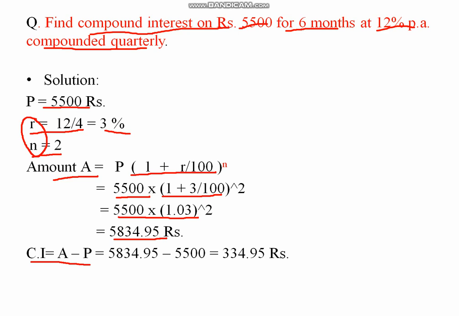Now find the compound interest using the formula: compound interest is equal to amount A minus principal P. So the amount is 5834.95 rupees minus 5500 rupees. So the compound interest is 334.95 rupees. So the required answer is this. Remember the formula as well as how rate and period are changed according to the compounding.